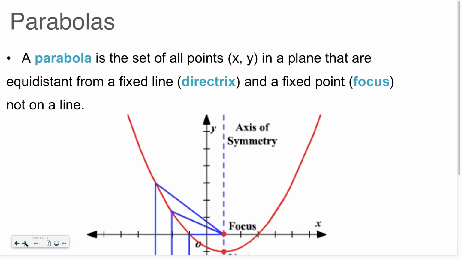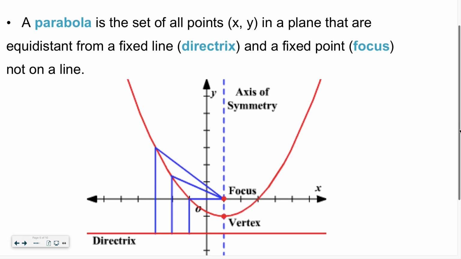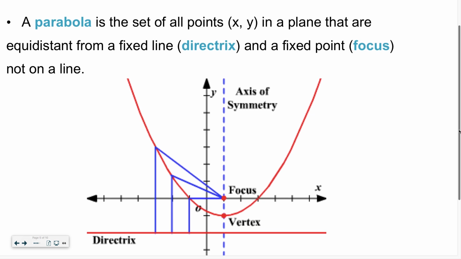So before you start writing this down, just look at it with me as I describe it. A parabola is the set of points in a plane that are equidistant from a fixed line called the directrix and a fixed point called the focus that's not on the line. Okay, so you're going to write this down. Just hold on. What this is saying is that every coordinate on the parabola has the same distance from the focus as it does to the directrix. This coordinate has the same distance from the focus to the directrix. Over and over and over again.